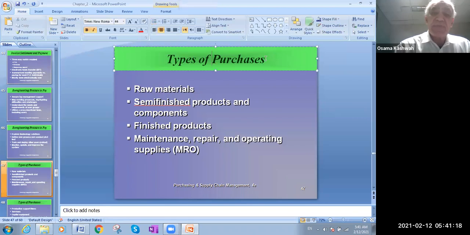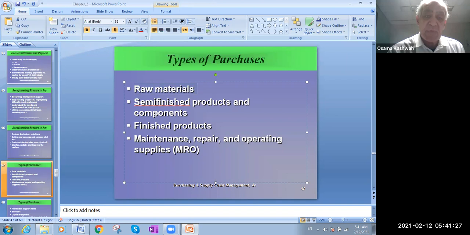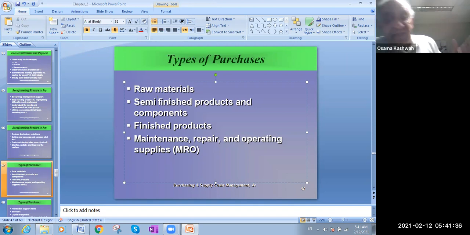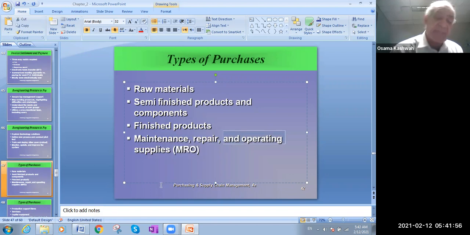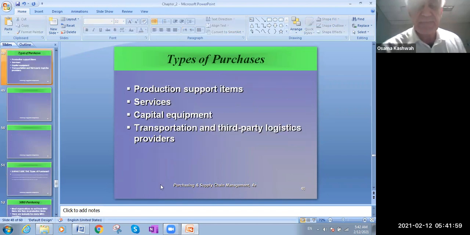Here is a very important question about the types of purchases. What are the types of purchases? We have raw materials. We have semi-finished goods, meaning it's not totally finished, but it is semi-finished, looks like it's finished, for example, the tires for the cars. It is considered as inputs for another industry. Finished products, like the cars, for example. And we have also maintenance, repair, and operating supplies. Those are another type.